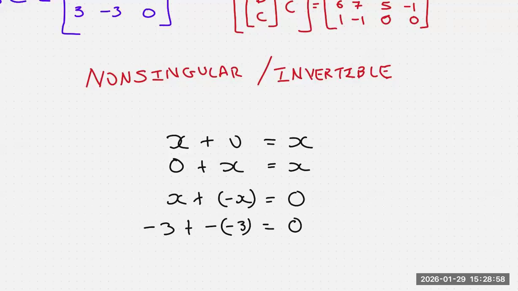So if you want to find the inverse of any number by addition, just add it to the opposite of it. And so this is the identity, 0. To get the identity, use the inverse. So that's how inverse and identity work.